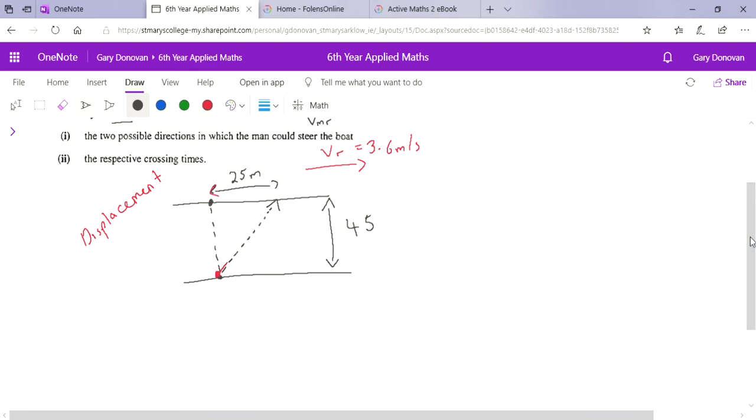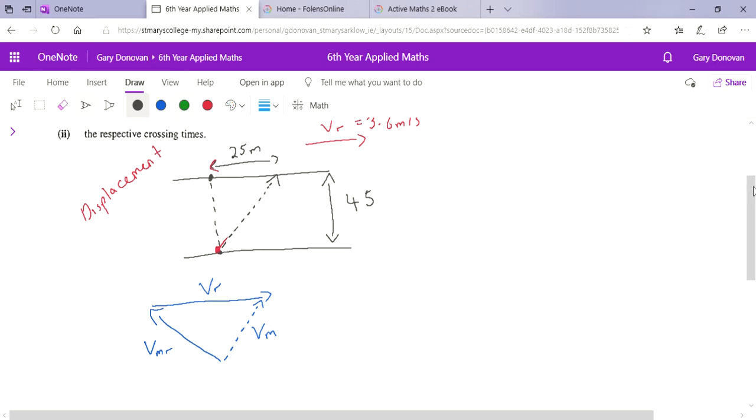But if I did a vector diagram for velocity, this is what it would look like. Well, the man would have to go at this angle, we'd assume. So we'd call that the velocity of the man relative to the river. That's the way he'd go if the river all of a sudden stopped flowing. The river is flowing this way, so that's the velocity of the river. And then these two vectors added together would give us the velocity of the man, which would be in this direction.